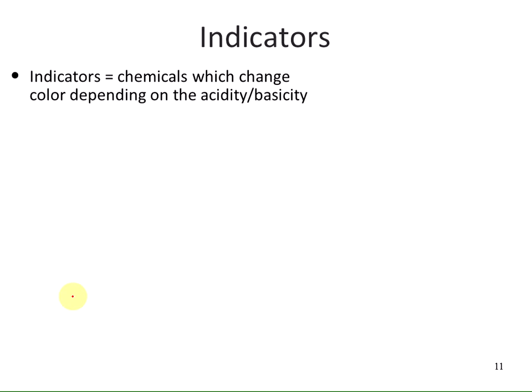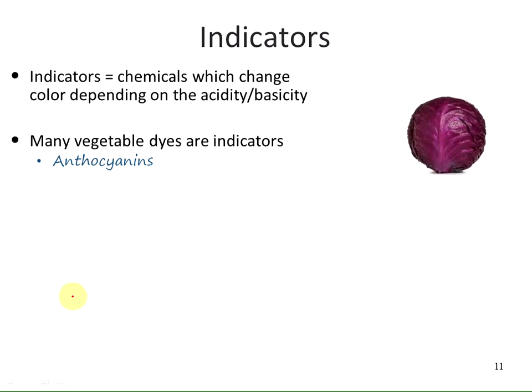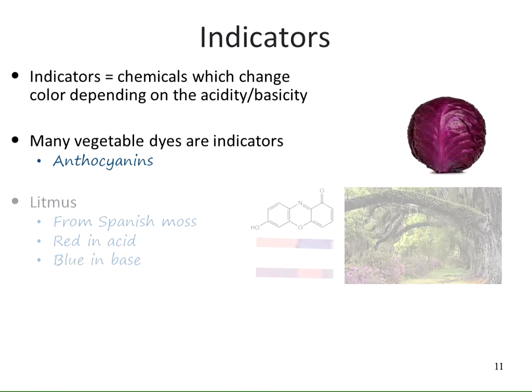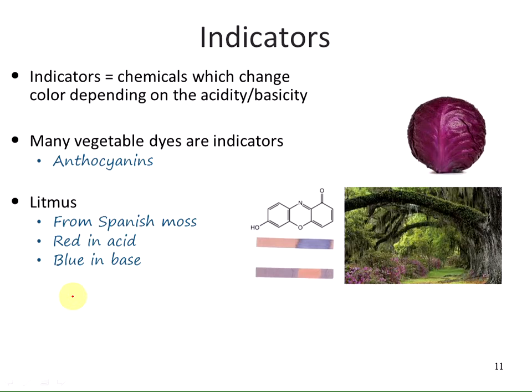Now, indicators are chemicals which change color depending on the acidity or basicity of the mixture. So indicators indicate the acidity or pH or the basicity of the mixture or the solution. Many vegetable dyes are indicators because they contain anthocyanins. For example, purple cabbage is a really great example, or also if you have any hydrangeas in your yard. They'll change color based on the pH of the soil.